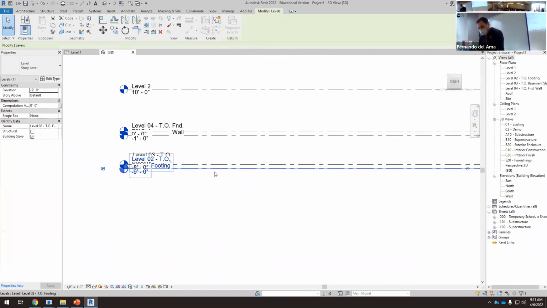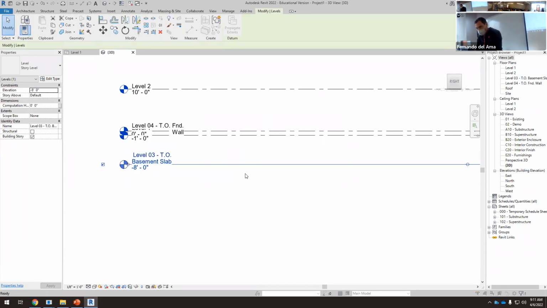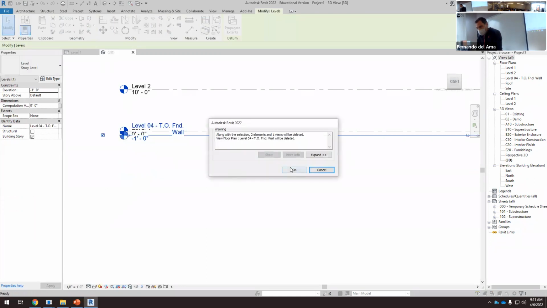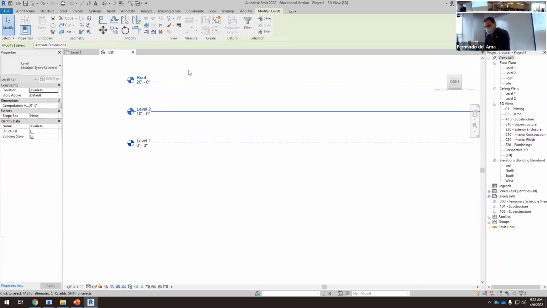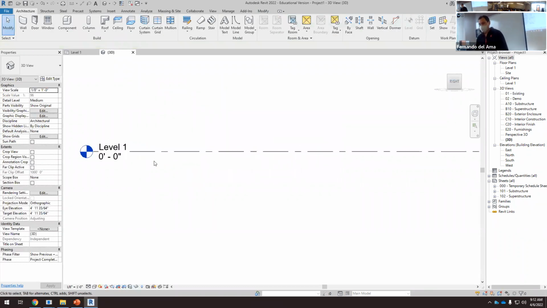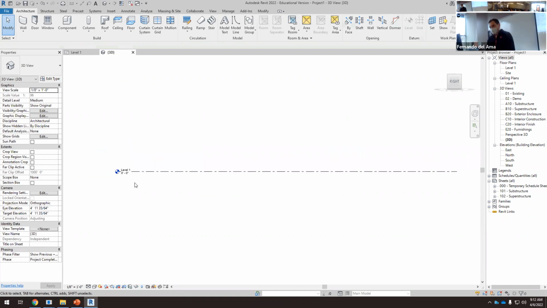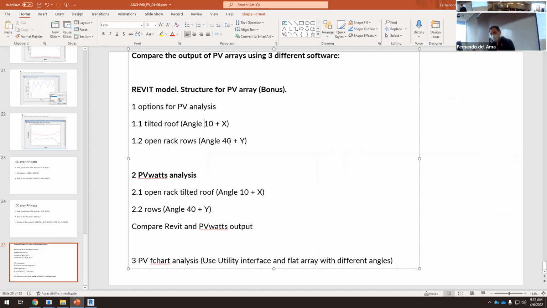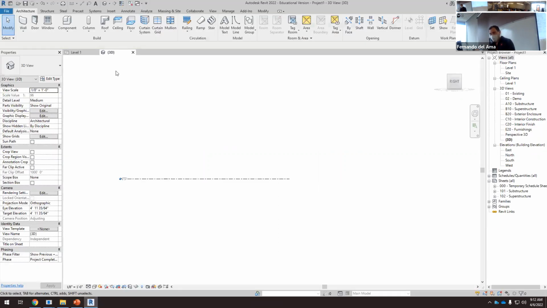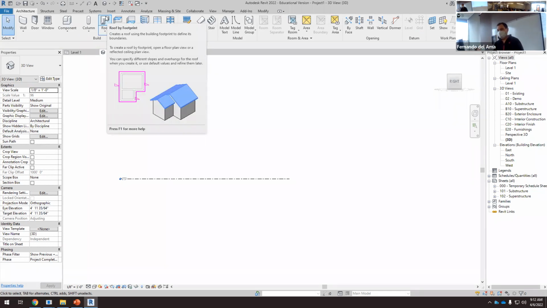I'm going to delete all these default levels, and I just want the 0, Level 1. There are 2 angles, 10 and 40. Probably there is a PV panel family you can find, but I don't know how it works. So I'm going to generate a roof, and I will pretend that that roof is a PV panel.